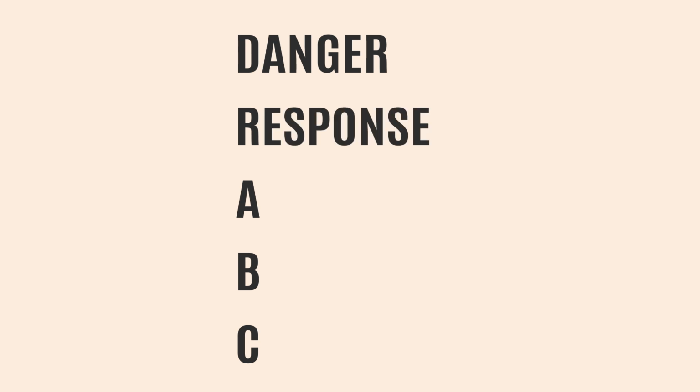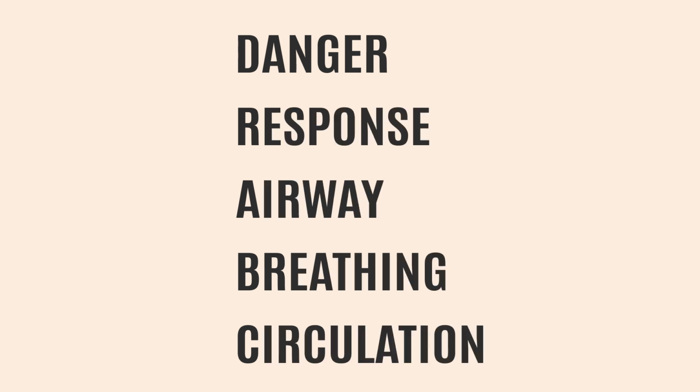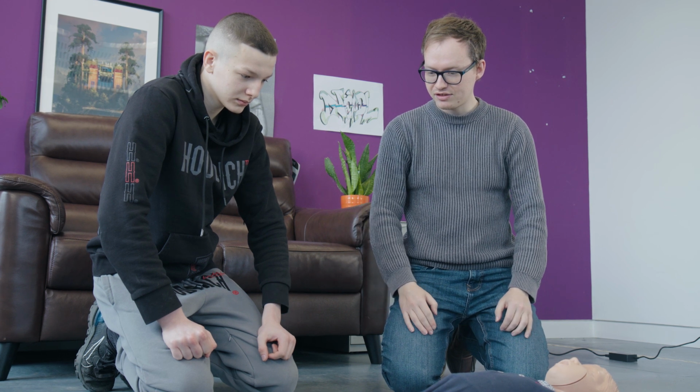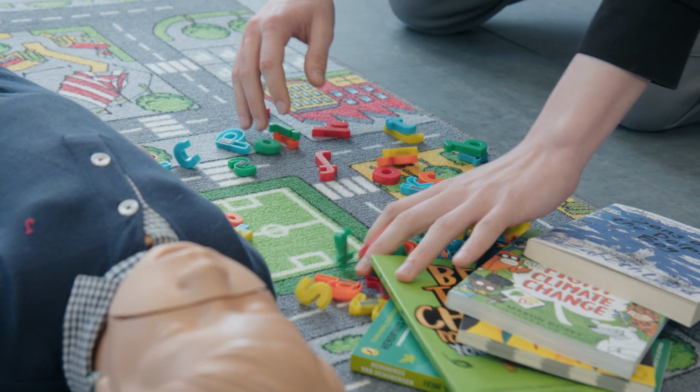In this episode, we will be looking at prioritising treatment and performing a head-to-toe check. So let's look at prioritising treatment, or DRABC. That's danger, response, airway, breathing, circulation. D, danger. First of all, check for any danger. Is it safe to help? Don't put any more lives at risk.